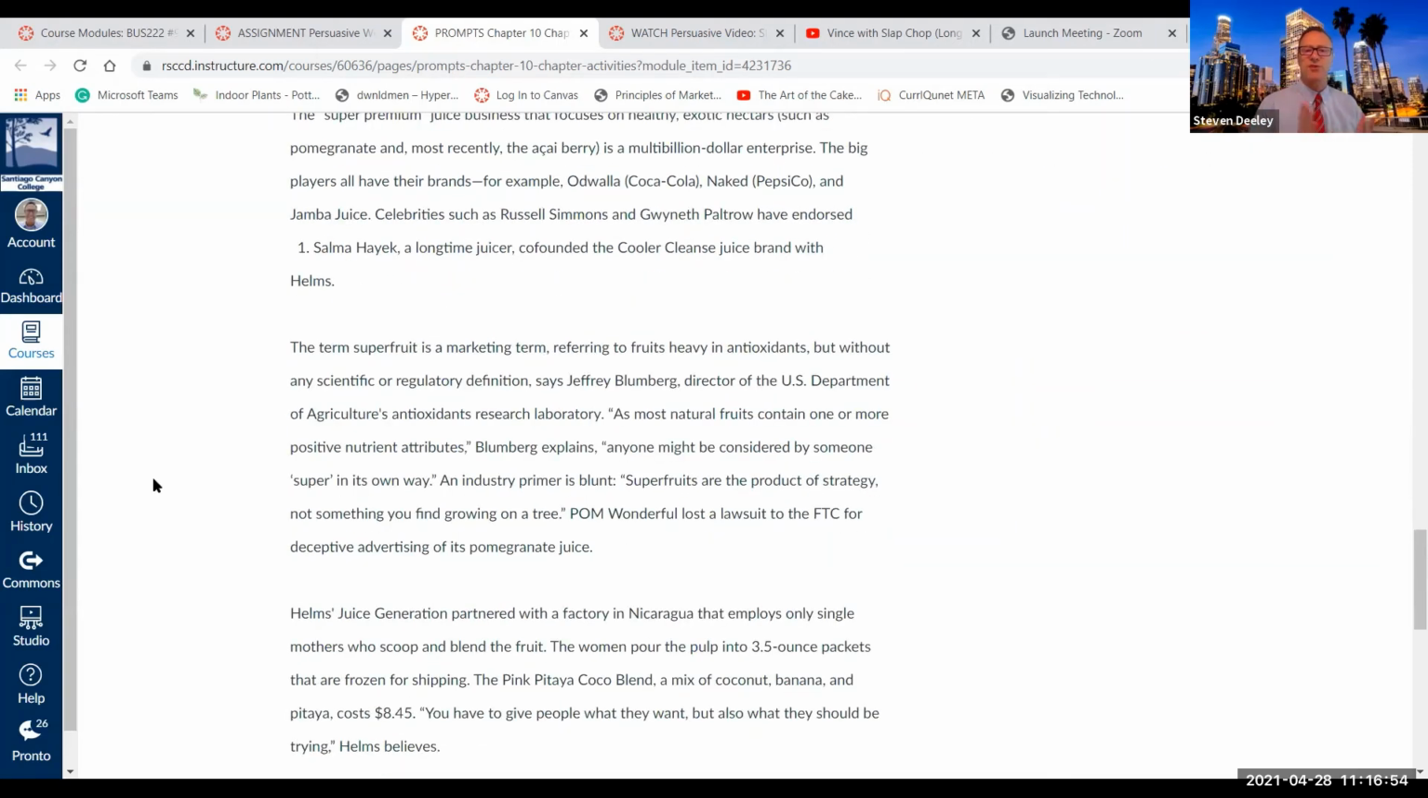The term superfruit is a marketing term referring to fruit heavy in antioxidants, but without any scientific or regulatory definition. So you need to be really careful with that. You can just say it is believed to contain these things. And then the last line of that paragraph says Pom Wonderful. That was a little weird, pomegranate juice. It's kind of shaped like the letter 8, or number 8 rather.